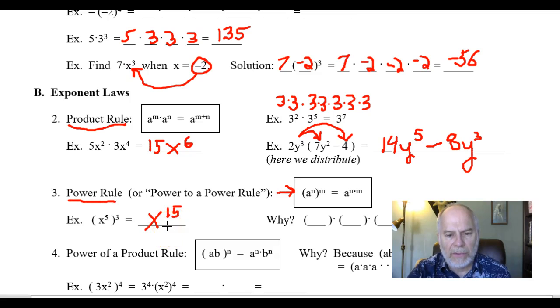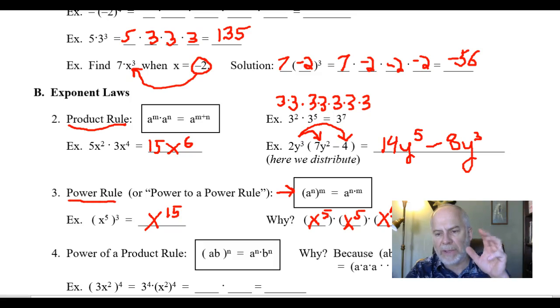All right? So the reason why that works, well, think about it: the exponent on the outside is this 3. So this means take the parentheses to the third power. That means I'm going to take x to the fifth times x to the fifth times another x to the fifth. Well, the previous rule up here, the product rule, said that when you have things multiplied together with the same base, you can add the exponents. So that's the next step. I have x to the 5 plus 5 plus 5. We just added all the exponents. And of course, that equals x to the 15th power.